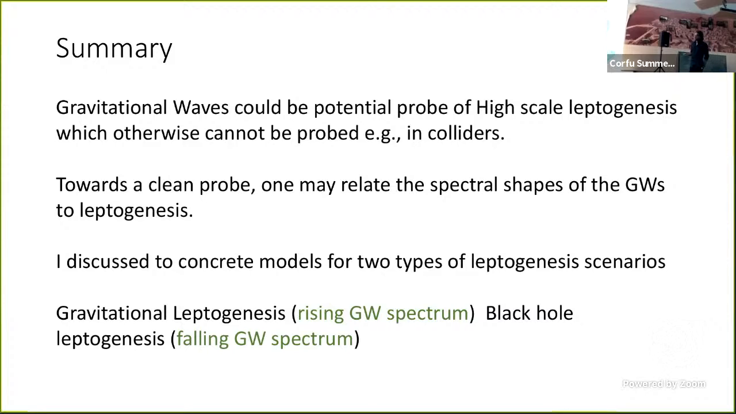One is gravitational leptogenesis, which gives a rising GW spectrum after the turning point frequency, and one is leptogenesis from black holes via Hawking radiation, which corresponds to a falling gravitational wave spectrum. Thank you.